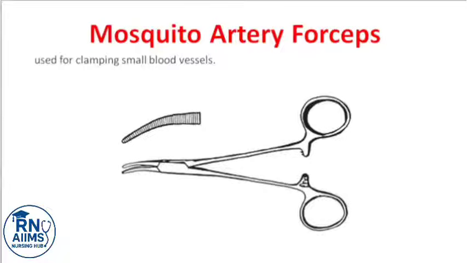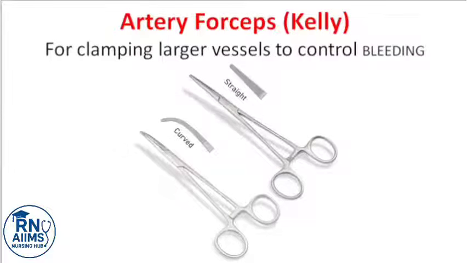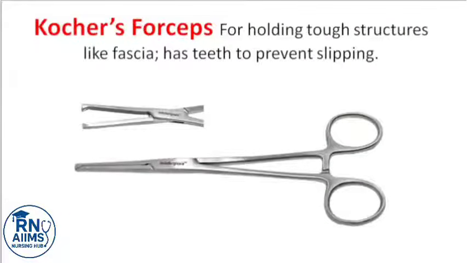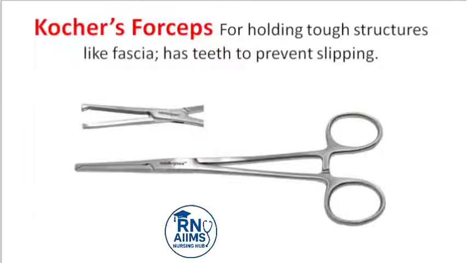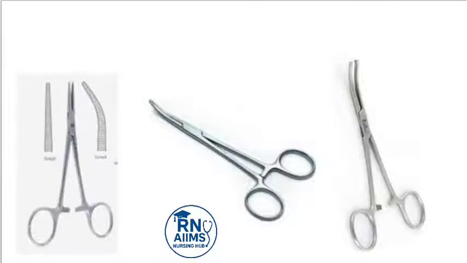Mosquito artery forceps, used to clamp small blood vessels. Artery forceps, for clamping larger blood vessels to control bleeding. Kocher forceps, for holding tough structures like fascia, has teeth to prevent slipping. In this image we can see mosquito forceps, artery forceps and Kocher forceps. They look similar but differ in size and tips. Mosquito is small and fine. Artery forceps is medium. Kocher has a tooth at the tip for holding tough tissue.